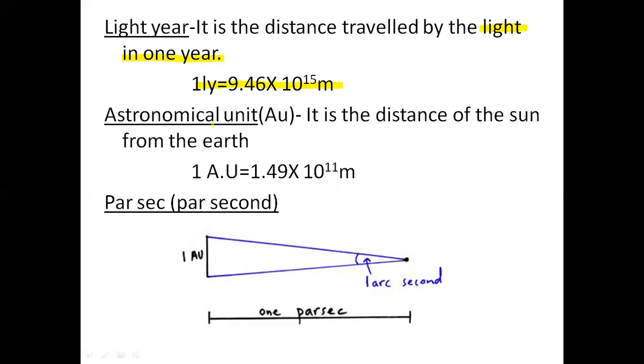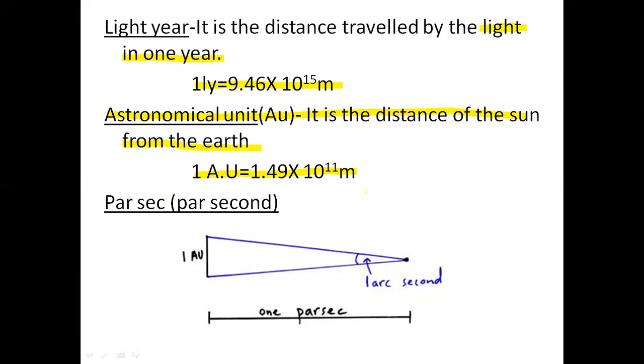Next, let us move to the astronomical unit. What is an astronomical unit? It is the distance of the sun from the earth. Light year is the distance traveled by light in 1 year, whereas astronomical unit means the distance of the sun from the earth. So the value of 1 AU, where AU means astronomical unit, is equal to 1.49 into 10 raised to 11 meter.